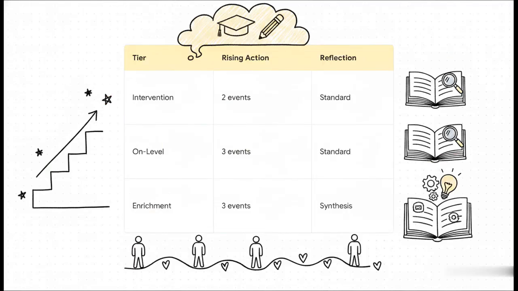And this perfectly breaks down how that rising action scales in complexity. The skeleton is identical for your whole class, but by simply tweaking the required number of events and the depth of that final reflection, you're differentiating instruction seamlessly while teaching the exact same core lesson to the room.